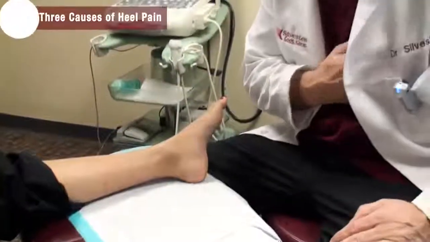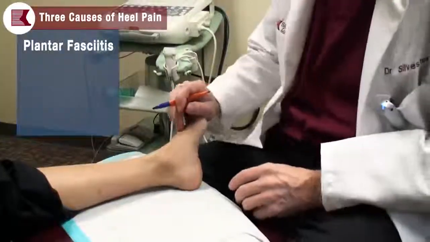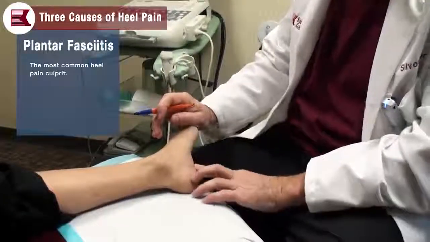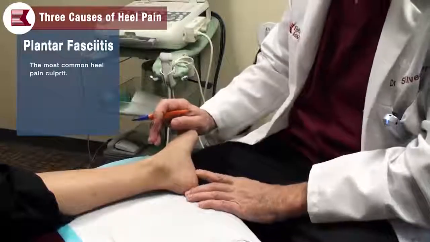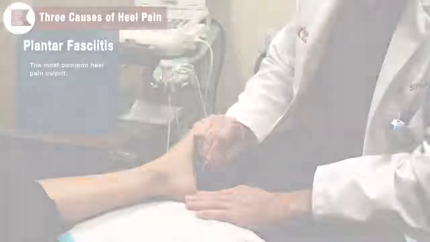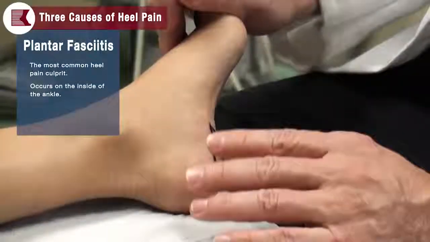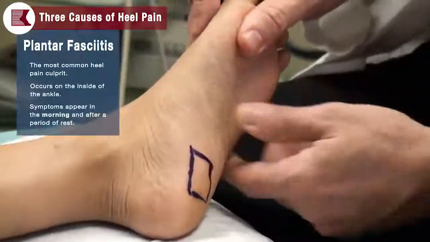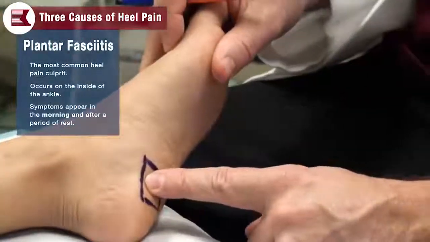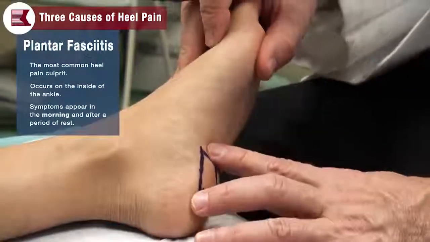The most common kind of heel pain we see is plantar fasciitis. The most common condition that we see in our office is probably plantar fasciitis. And where that occurs is usually down here, on the inside of the foot, just below the ankle. It's usually worse in the morning or after a period of rest. If you sit down for a while and then get up, and this hurts, then that's usually plantar fasciitis.